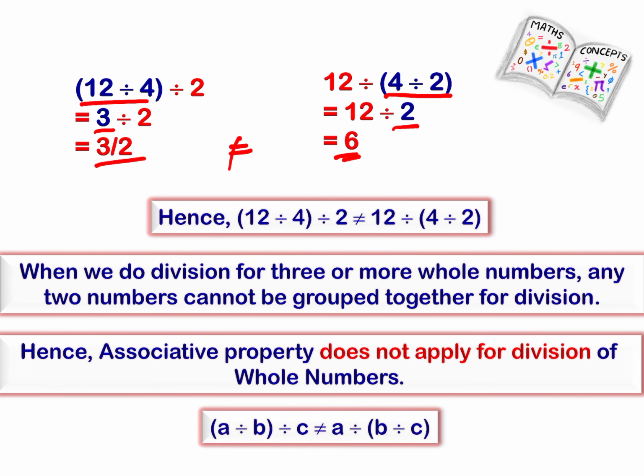When we do division for 3 or more whole numbers, any two numbers cannot be grouped together for division. Okay, as a generic rule, I can write it like this. Now this was all about the associative property.